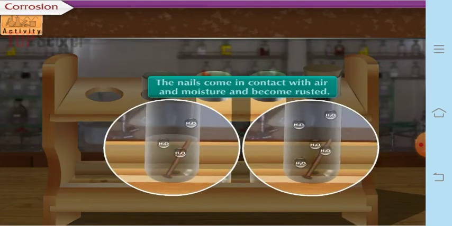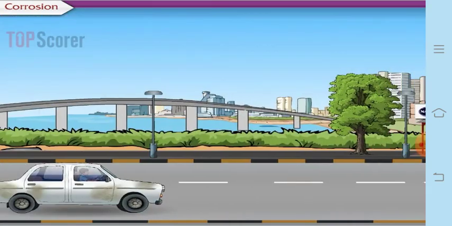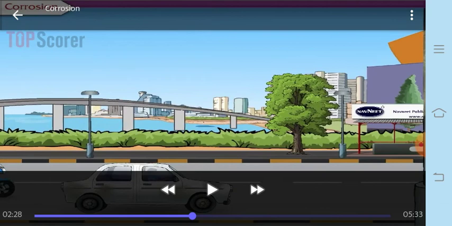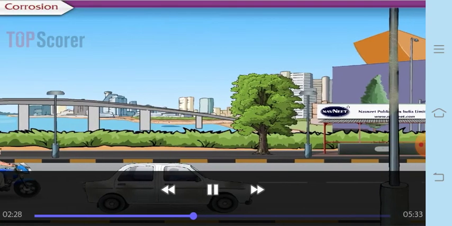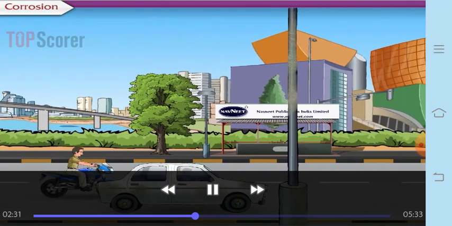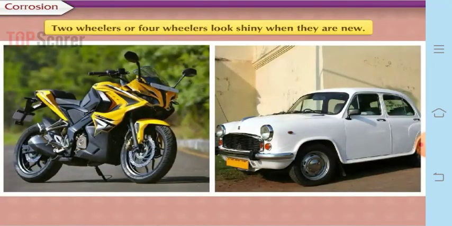Now in the second and third case, the iron nail comes in contact with air and moisture, and therefore they become rusted. Now these redox reactions you must have already seen in everyday life also. You can see this car, how much rusted it is.